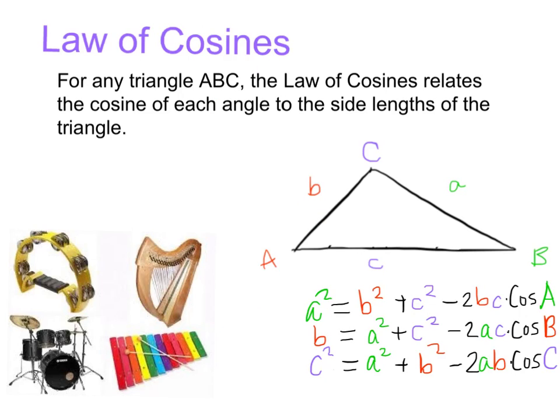So here's the actual law of cosines. It says for any triangle ABC, the law of cosines relates the cosine of each angle to the side lengths of the triangle. Now these are the specifics. These are all the different ways that you can write the law of cosines. I do want you to copy these down. You don't have to color code it, but you do need to have this triangle, and I'm just going to go over one of these. Let's say you wanted to know the length of this side. It would be equal to the other 2 sides squared added together minus twice those 2 sides times the cosine of the angle across from that side.